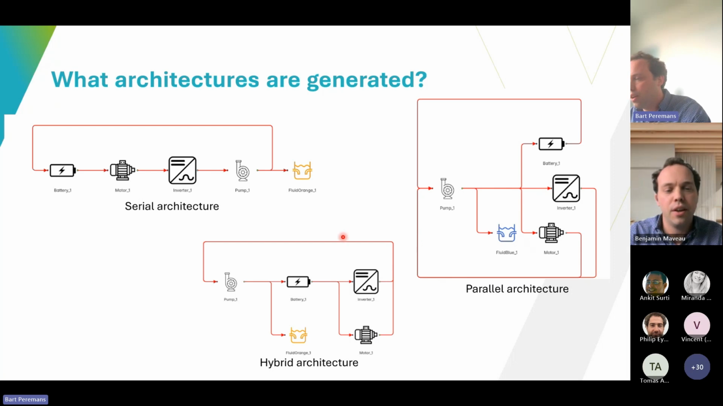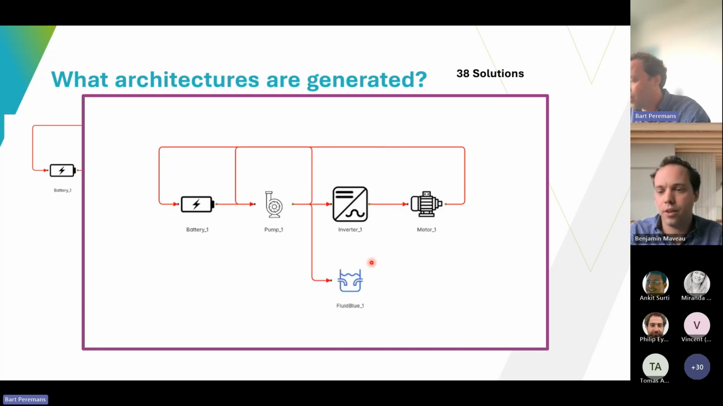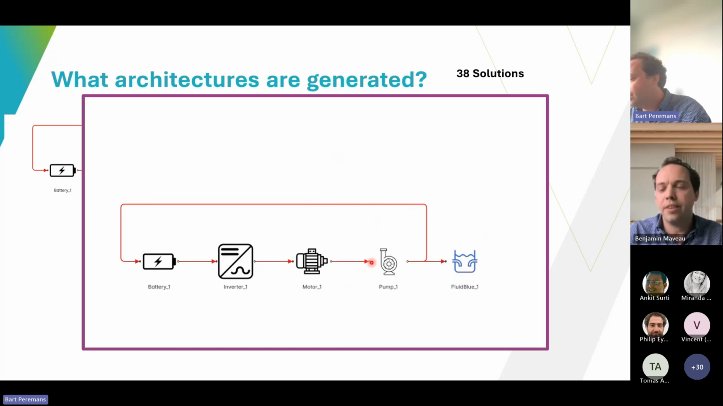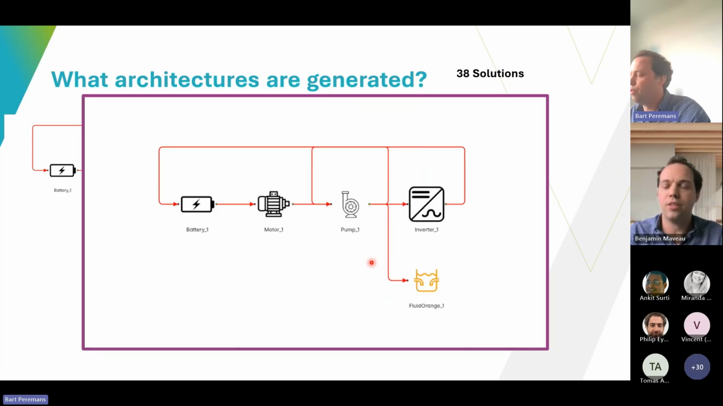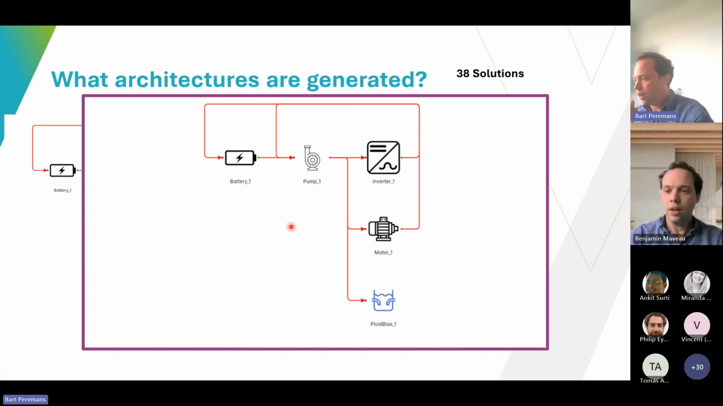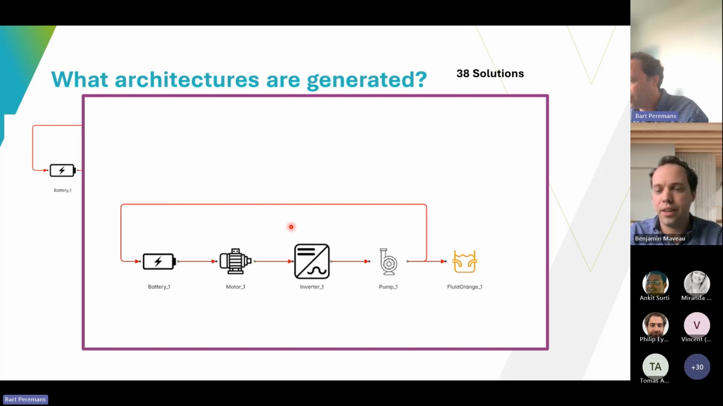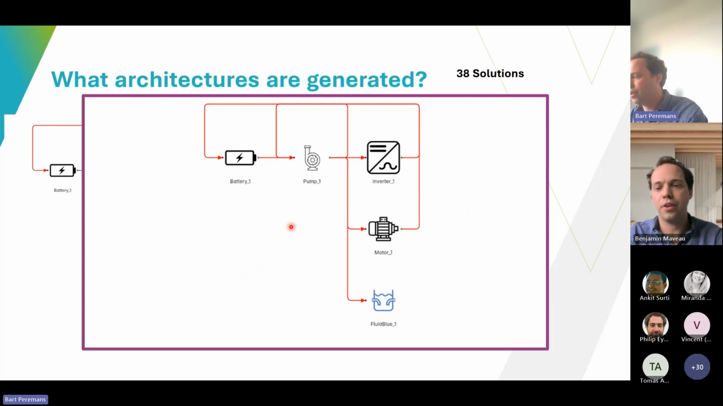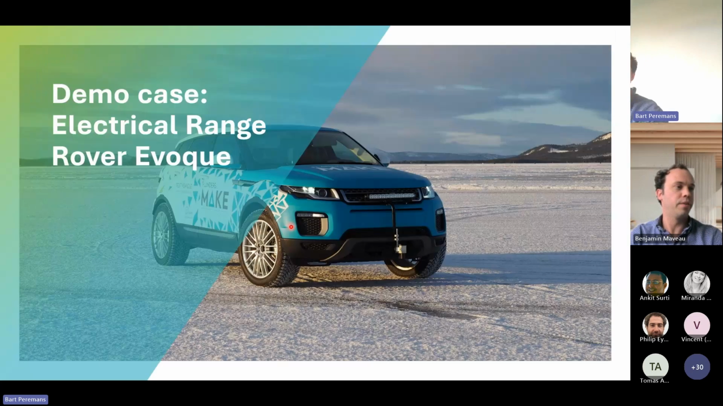And to give you an impression, with only 4 components as seen here, we already get 38 architectures, so 38 solutions. So if we increase even the number of components or possible alternative components, then this scales exponentially and the number of solutions increases very rapidly. So this is for the generation of the architectures. As mentioned in the invite, we will also talk about the application of it on the eEvoke use case, but for this I will give the word to my colleague Bart.